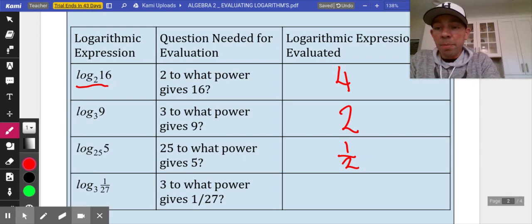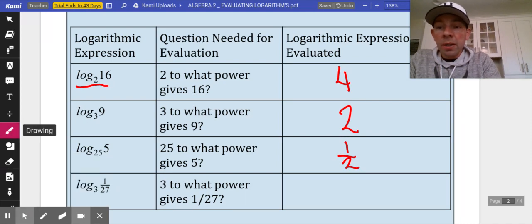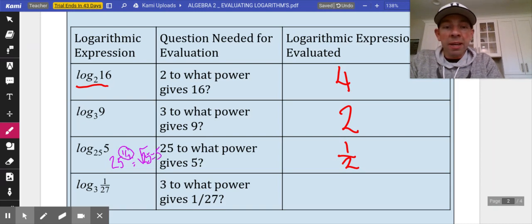See if I can shrink that pen just a little bit. Get a fun color here. Okay, if I said 25 raised to the 1/2, that's equivalent to the square root of 25, and that, of course, equals 5. So the exponent needs to be 1/2, and that's how we got this answer right here.